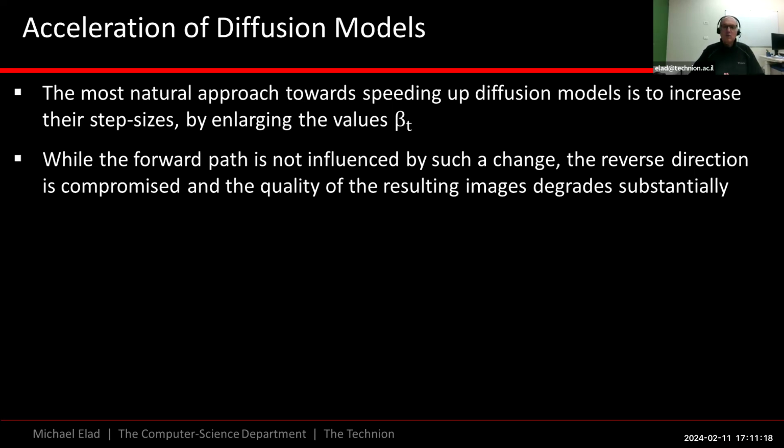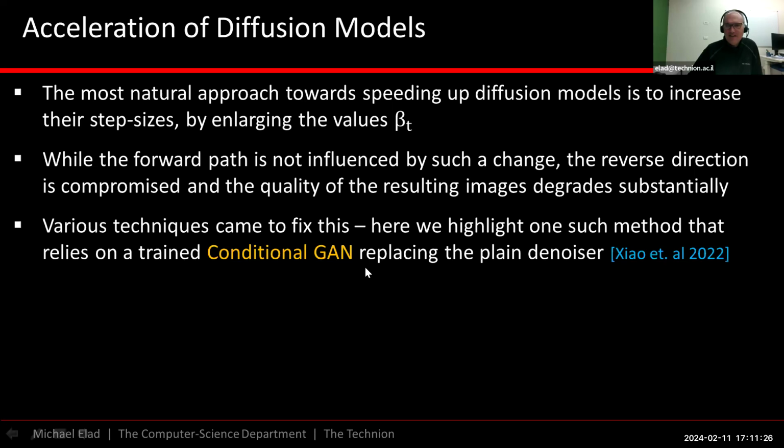What is it that we assume about the reverse that suddenly may not apply? But you have small steps, and so the reverse is Gaussian. Exactly it, exactly. So let's see how this plays. They are suggesting a conditional GAN in order to overcome this problem. So what is a conditional GAN? You will see in a minute.